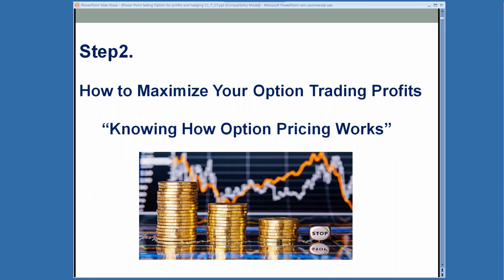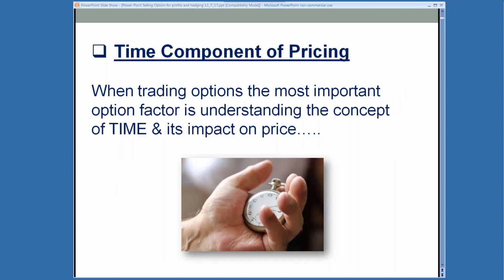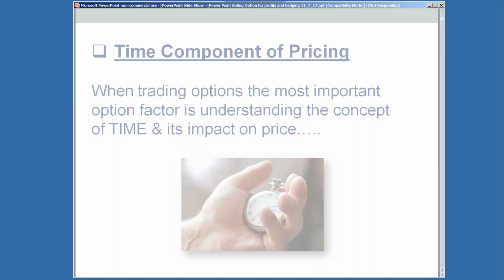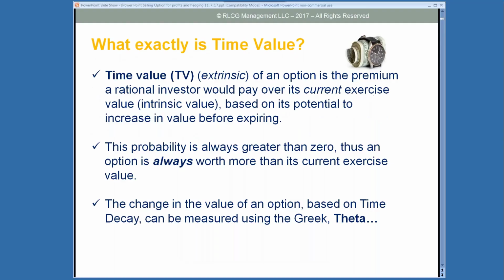So step 2 then is, well, how do you maximize your option trading profits? And it really comes down to knowing how option pricing works. So the first major component for option pricing, and the most important one in my opinion, is time. Now, when trading options, the most important option factor really comes down to understanding the concept of time and the impact that it does have on the price of your option.